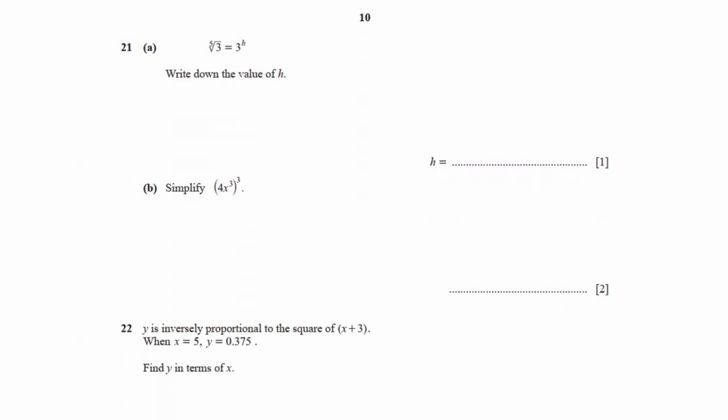Question 21 says write down the value of h. So the equation we have is 5th root of 3 equals 3 to the power of h. So 5th root means that it's 3 to the power of 1/5, just like square root 3 is the same as 3 to the power of 1/2. That's equal to 3 to the power of h. Now, when your bases are the same on both sides and they're not being added or subtracted to anything, we can put the powers equal to each other, and that means h is equal to 1/5.